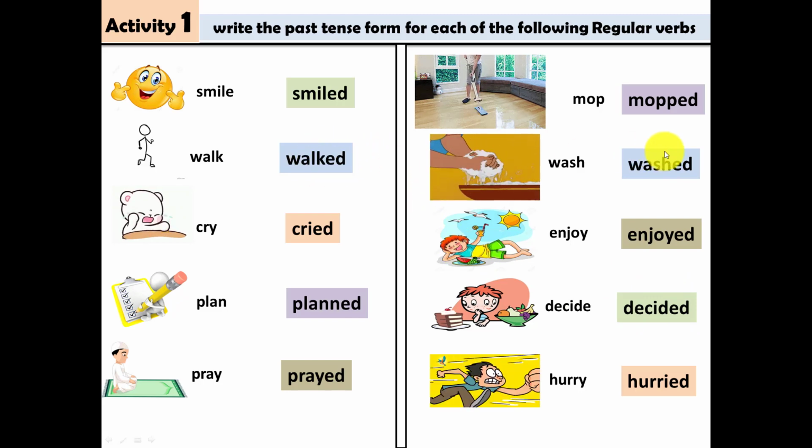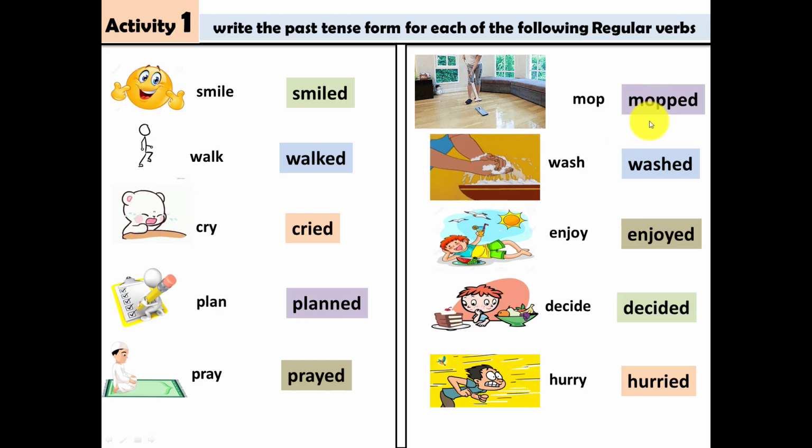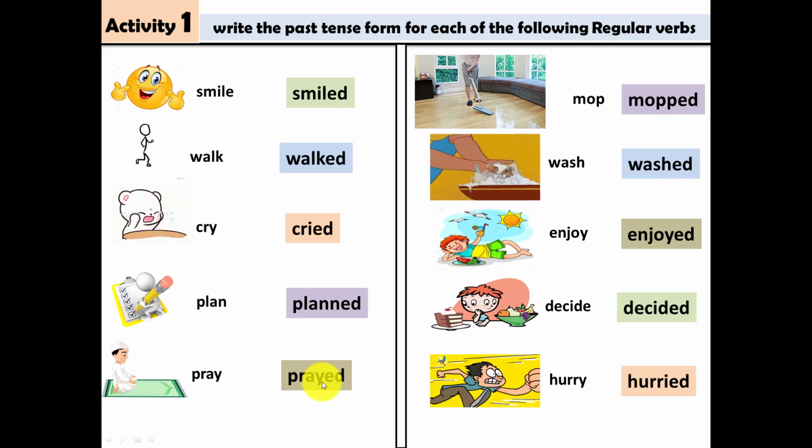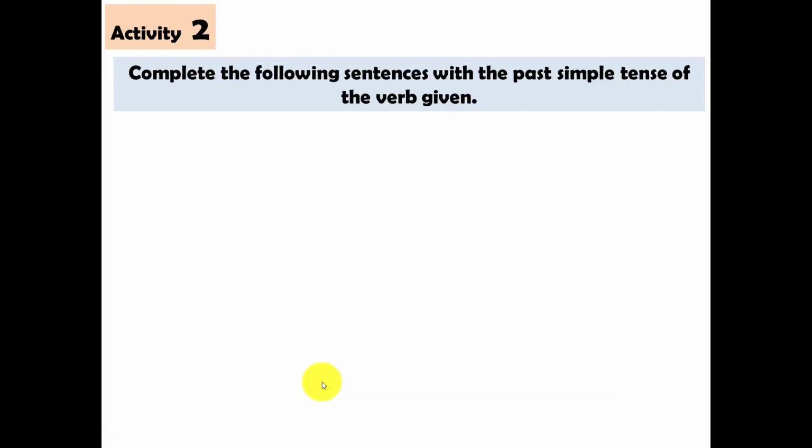So as you see here, we have verbs that we need only to add a D, verbs that we need to add ed, like in walk and wash, verbs where we need to drop y and write ied, like in cry and hurry, verbs where we need to double the consonants, like plan, planned, and in mop, mopped, and verbs where we add just ed, even if we have y, because we have a vowel before y. Well done. Let's move now to activity number 2.